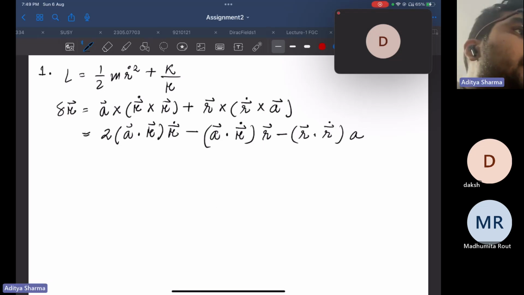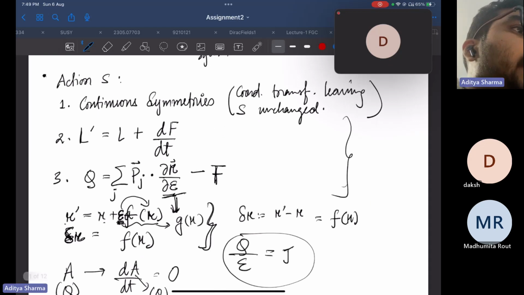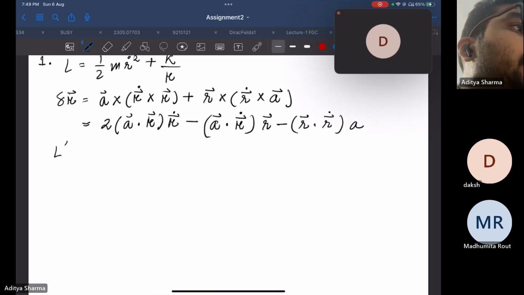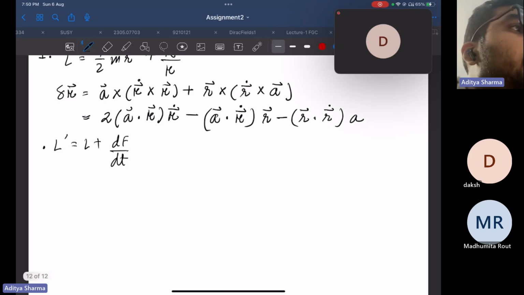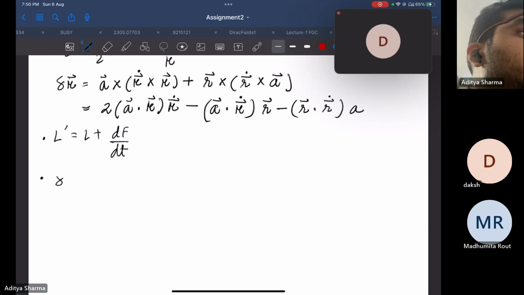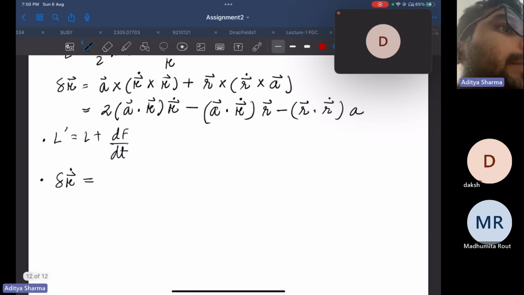The way to see it is you just calculate L. You'll find that the new L prime should be equal to L plus df by dt. Now we will do this, okay? And to do this, we have to figure out delta r vector dot. So quickly do this calculation. What you find is important.